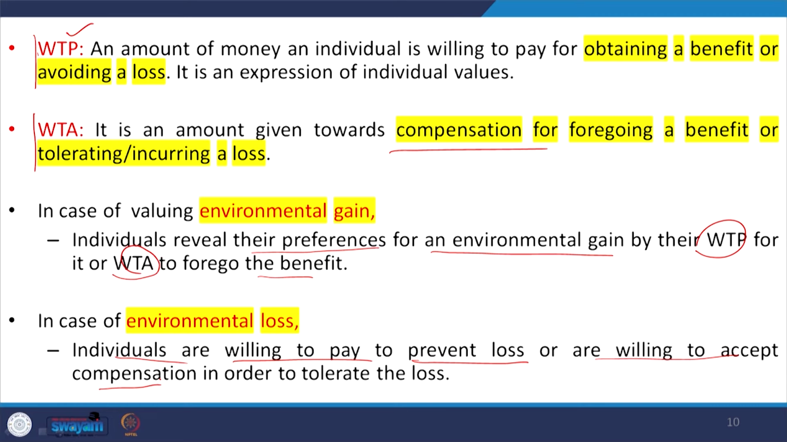So, these are the two scenarios. If a policy happens and we find an environmental gain, then people value this gain in terms of their preferences by the willingness to pay concept and the willingness to accept concept. And if there is likely to be some environmental loss because of a particular policy or program, then they tackle it or show their preferences in terms of the same concepts, willingness to pay and willingness to accept.